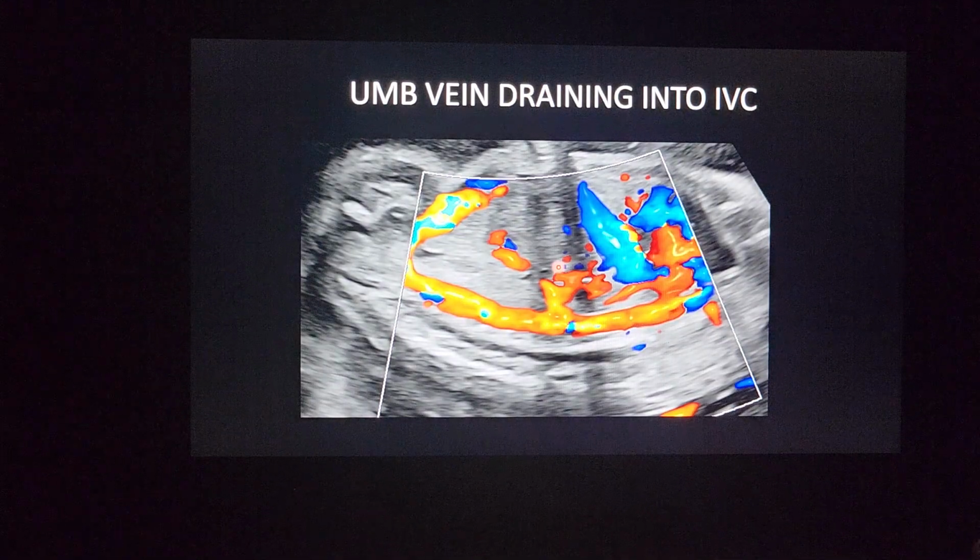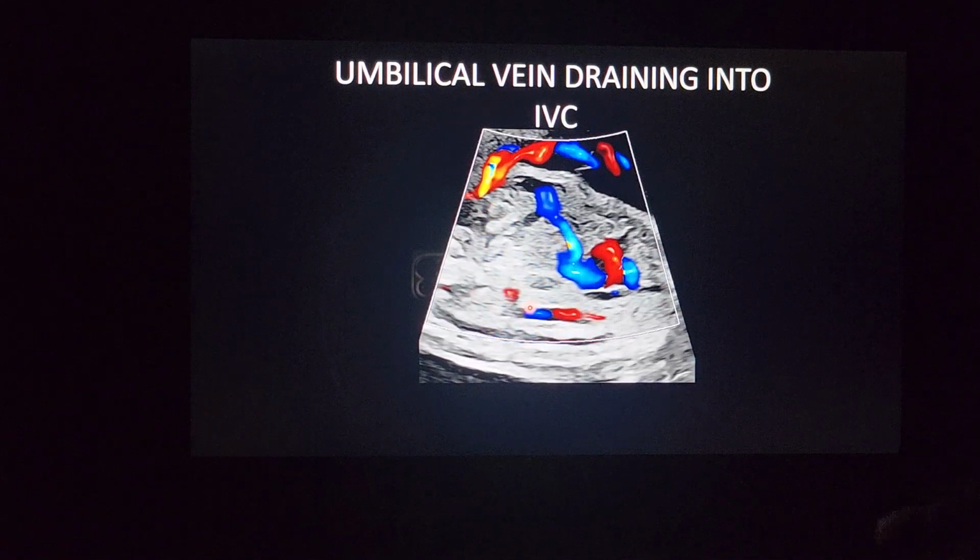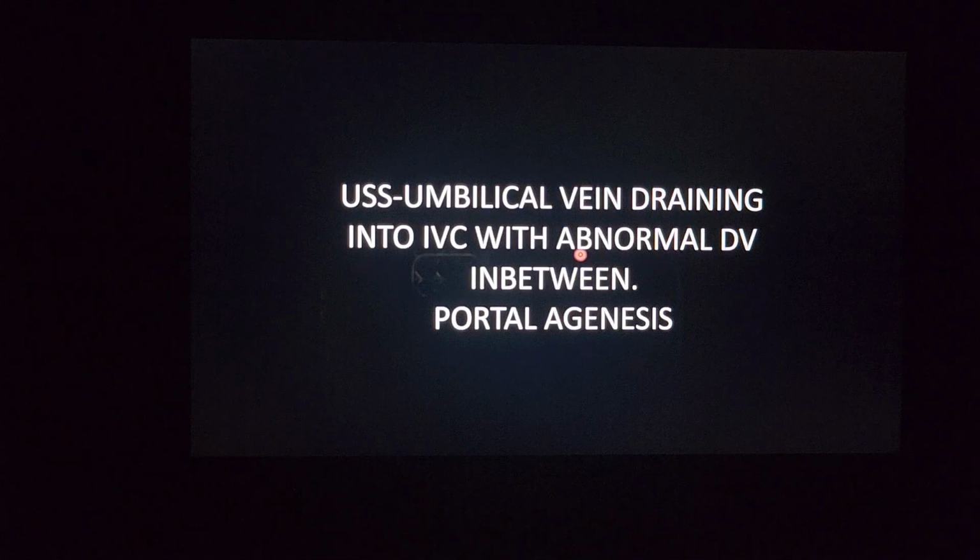So here we have the umbilical vein coming towards the heart, but it enters the IVC as shown here. You can see that the umbilical vein is entering the IVC, and you can see here that's the umbilical vein and that's the IVC. The umbilical vein enters the IVC. So in this case there are no high velocity ductus venosus flows here. There is no ductus venosus. This is a USS, or umbilical vein systemic shunt, going directly into the IVC.